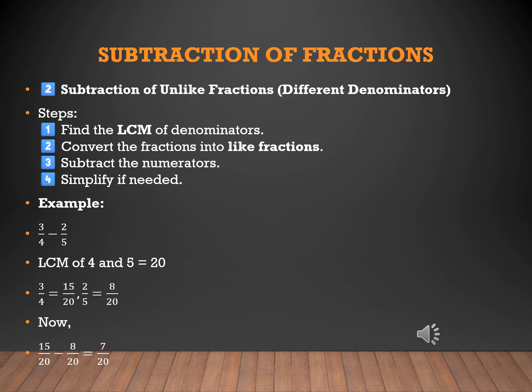Since the denominators are different, we'll take out the LCM of 4 and 5, that is 20. Now we'll convert 3 by 4 and 2 by 5 into like fractions with the help of LCM. So 3 by 4 becomes 15 by 20 and 2 by 5 becomes 8 upon 20. Now we'll subtract 15 by 20 and 8 by 20, and the result is 7 by 20.